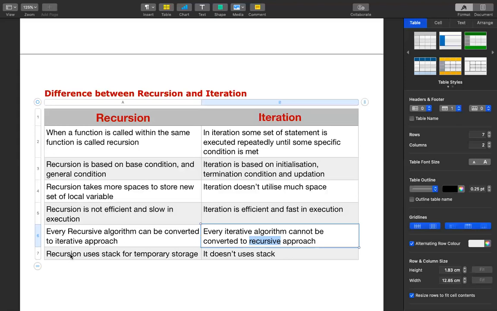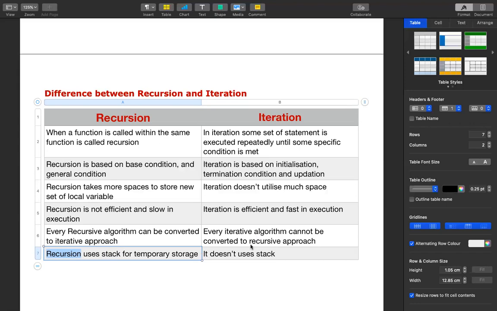And finally, as we have seen in the previous concepts, whenever we saw recursion, we came across one data structure called a stack, because it temporarily stores the function calls. So stack is a data structure which is used by recursion, whereas iteration does not use any data structure, it doesn't use a stack. So these are a few differences between recursion and iteration.